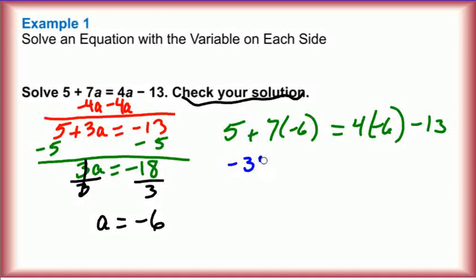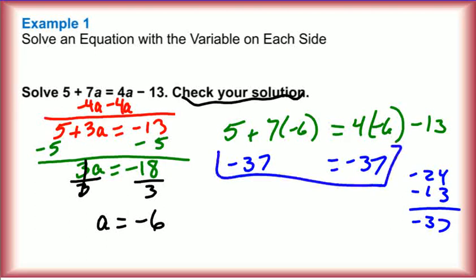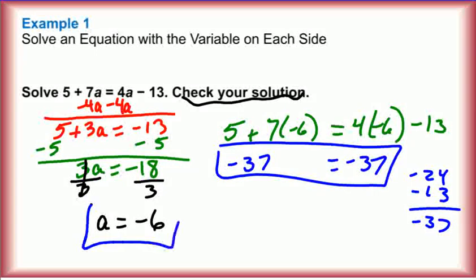Or not negative 38, negative 37. On the other side, I have 4 times negative 6 is negative 24. Negative 24 minus 13 gives us negative 37. You can see that negative 37 does equal negative 37. So my final solution is a equaling negative 6.